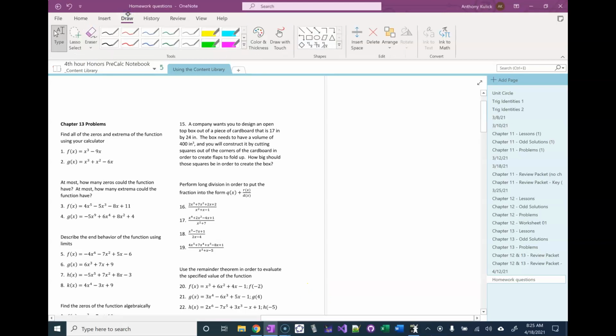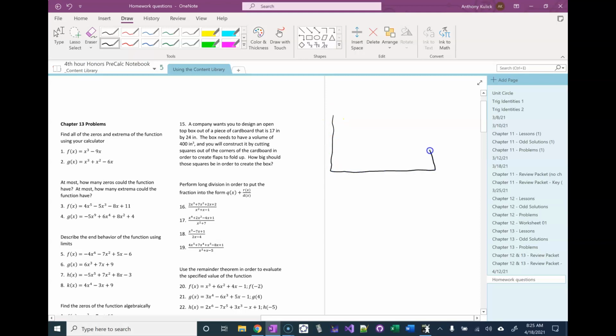This is working on number 15 from chapter 13. So the question says, a company wants you to design an open top box out of a piece of cardboard that is 17 by 24 inches. The company needs to have a volume of 400 inches, and you will construct it by cutting squares out of the corners of the cardboard in order to create flaps to fold up. How big should those squares be in order to create the box?